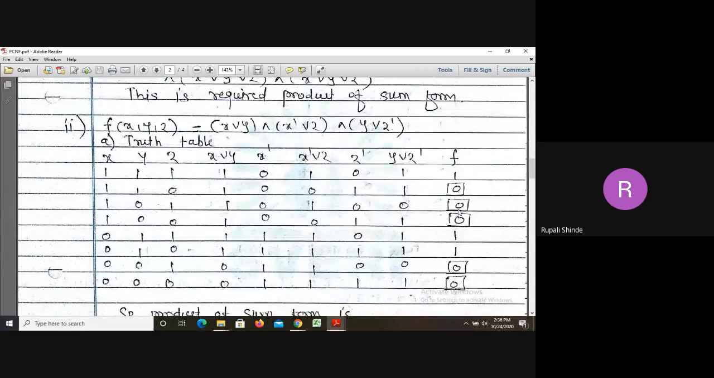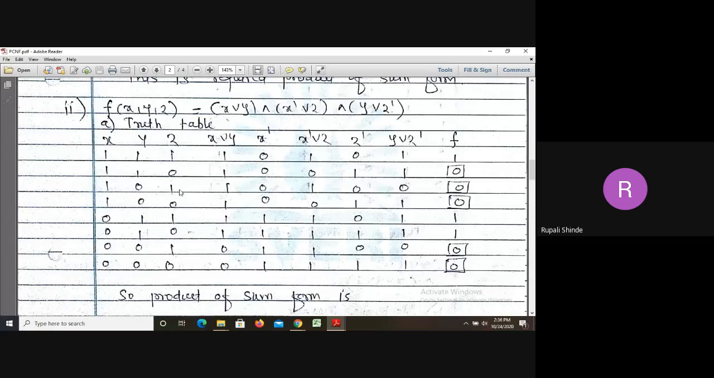Now we have to observe the last column where we have written zeros. So 1, 2, 3, 4, 5. 5 zeros are there, and from these zeros we have to define max terms. So for this 0, what is the max term? This sequence of x, y, z is 1, 1, 0.